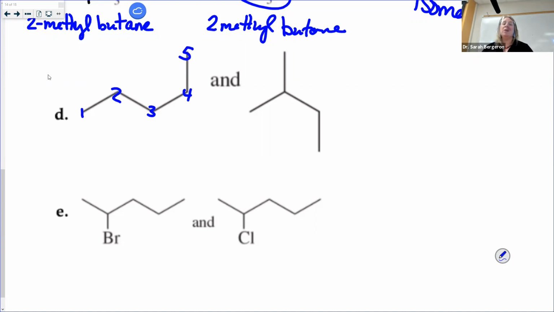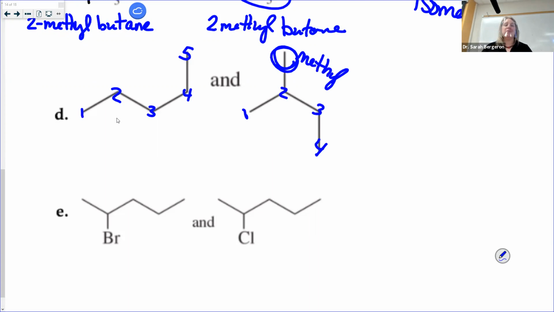Do I have anything coming off of the parent chain? No. Typically, we draw it coming down this way, but it doesn't have to. Okay, do I start down, up, or at the end? You could either start up or you could start down, but you can't start at the end. So 1, 2, 3, 4. And on my second carbon, I have a methyl.